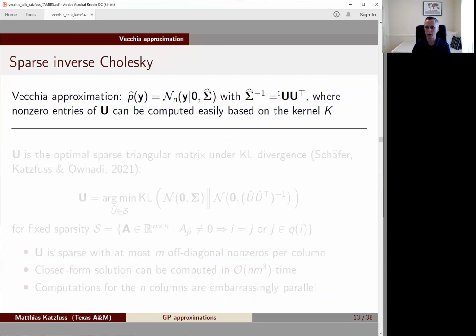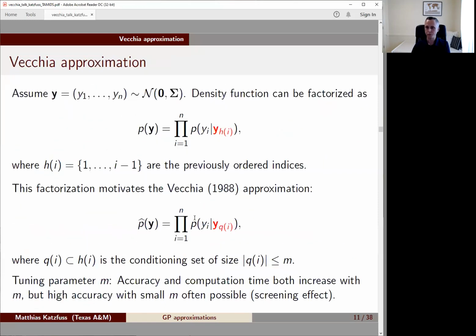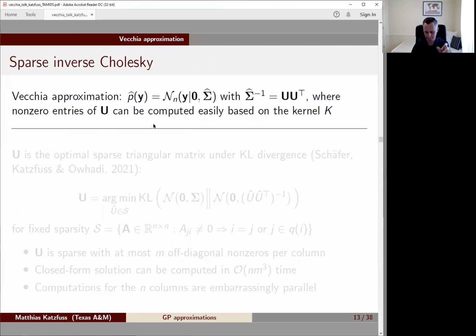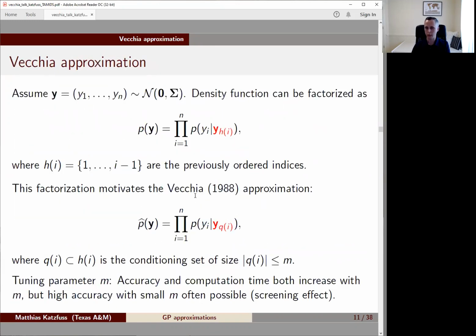And one important thing that we're going to focus on is what I'll call the inverse Cholesky factor, or equivalently the Cholesky factor of the precision matrix, sigma hat inverse. It turns out that if we assume this Vecchia approximation, and we're given our kernel K, so we can access individual elements of this covariance matrix sigma very easily, then we can compute the non-zero entries of this inverse Cholesky factor very, very easily and in closed form. So it's easy to get this representation, given this assumption.